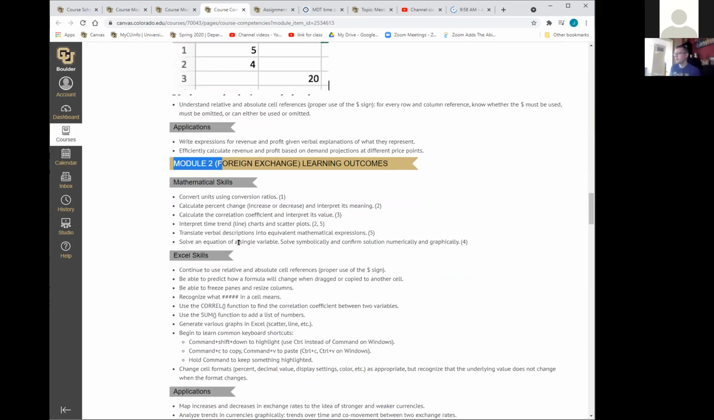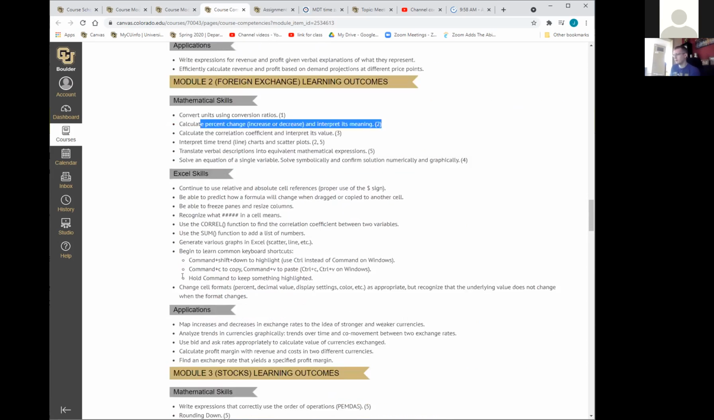For example, in module 2, we had the CORREL function, we had the SUM function, we had the percent change formula, which is that new minus old over old guy. And so, like I said, it's just a good place to remind yourself of things that may or may not pop up on the final exam.